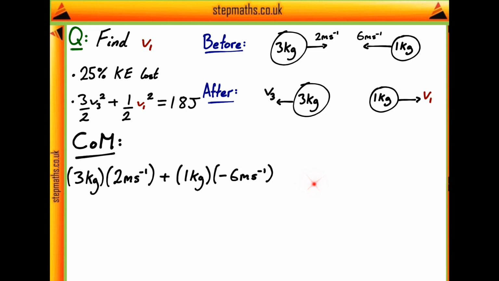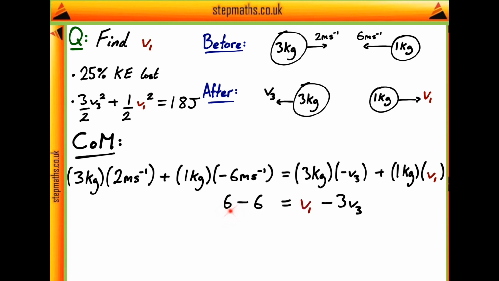Then, of course, we can find the momentums afterwards, where this time we've taken v3 as being negative since it's in this direction, the same as the 6 meters per second, which was in the same direction we took to be negative before. Then we can go through and simplify this, where the total momentum before is just going to be 6 minus 6, which will be 0. So the initial momentum is just 0, and we can solve this to find that v1 is just equal to 3v3. Now why is this going to be handy? Well, when looking at energy, we found this equation here, which is relating v3 and v1. They're the only two unknowns. So with these two equations, we can solve them simultaneously to find a value of v1.